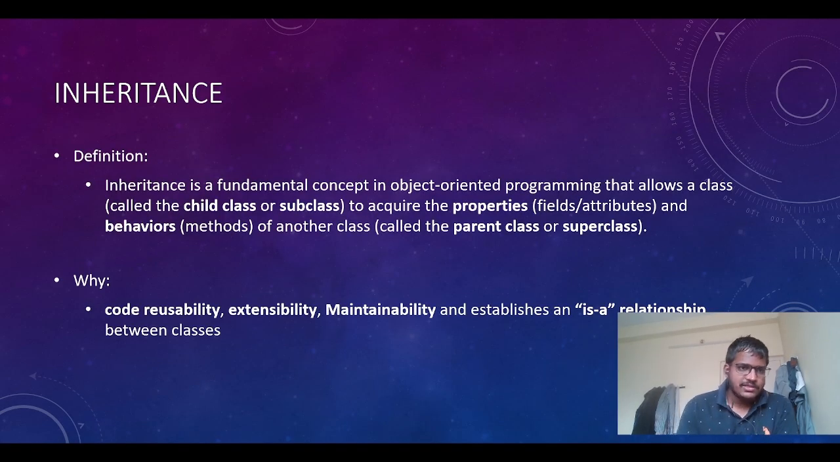So, let's see the definition of inheritance. Inheritance is a fundamental concept in object-oriented programming that allows a class, called the child class or subclass, to acquire the properties and behavior of another class. Basically, one class will acquire the properties of another class. One child class will acquire the properties of the parent class, and whatever properties and methods are there in the parent class will be acquired by the child class. I hope you understood. So for that I will give one example also.